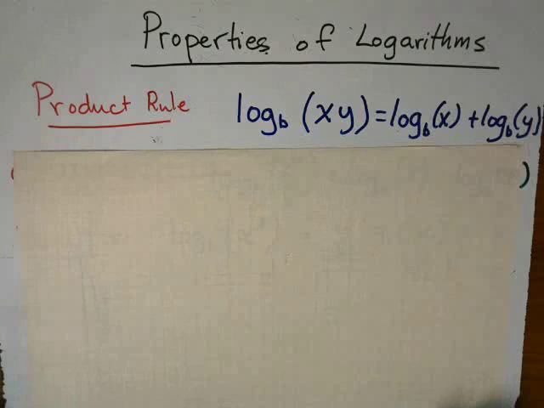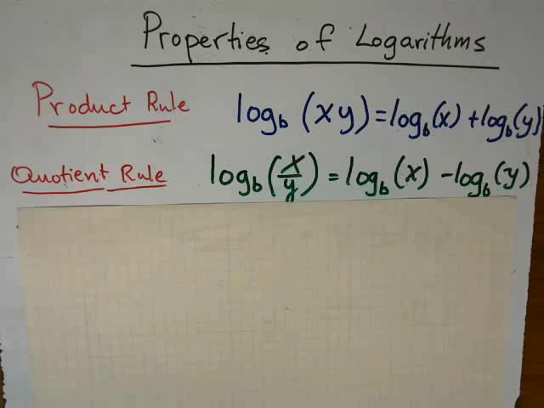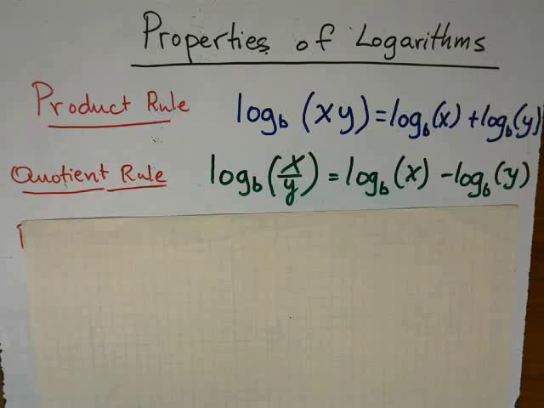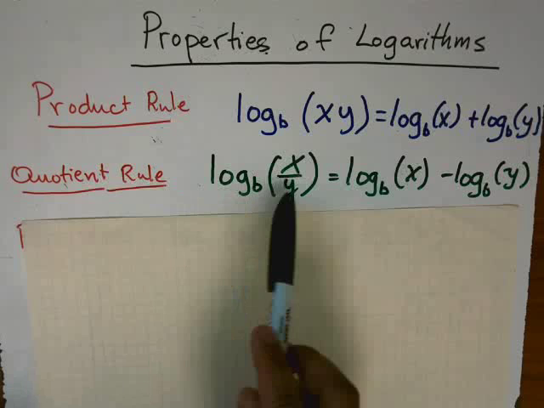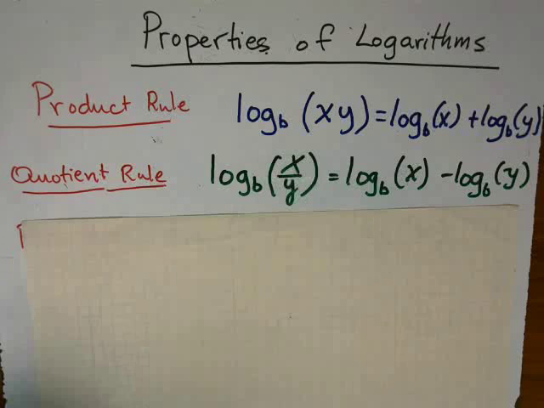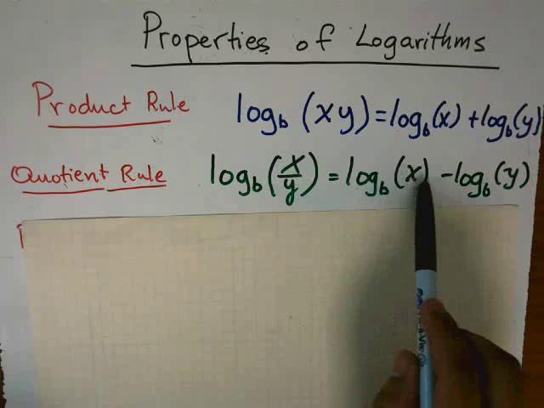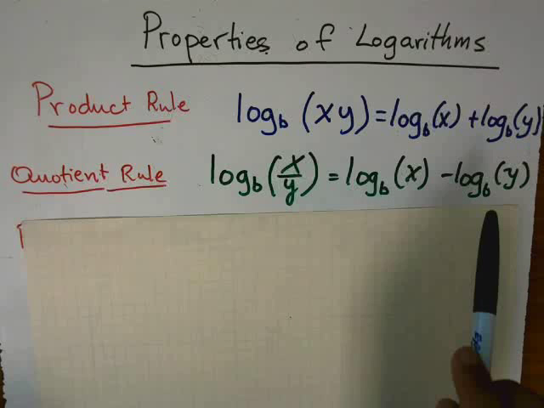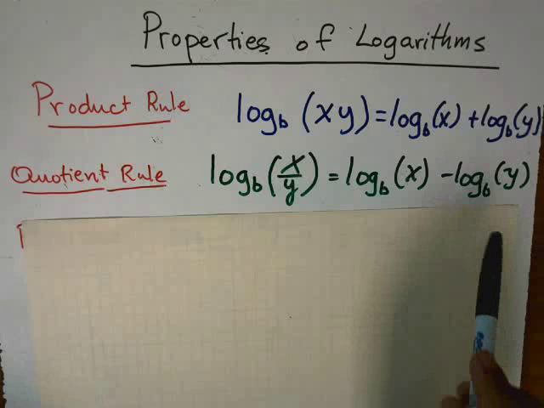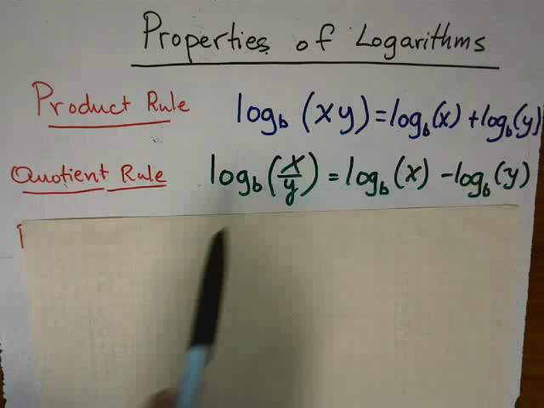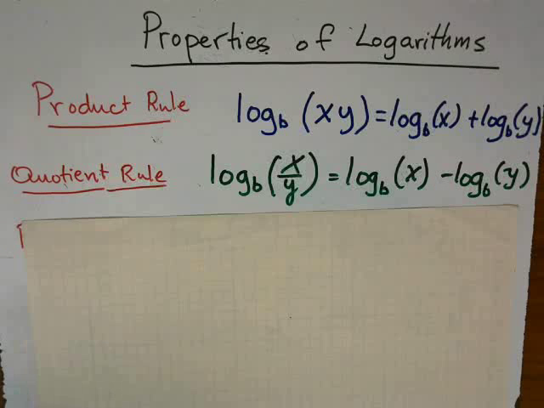Okay? The second rule that we have here is the quotient rule, which is analogous and very similar to the product rule. It says that if you have a logarithm of x divided by y, then you can separate them into log of x minus log of y. Again, you have to keep the base the same. This does not work if they are using different bases.